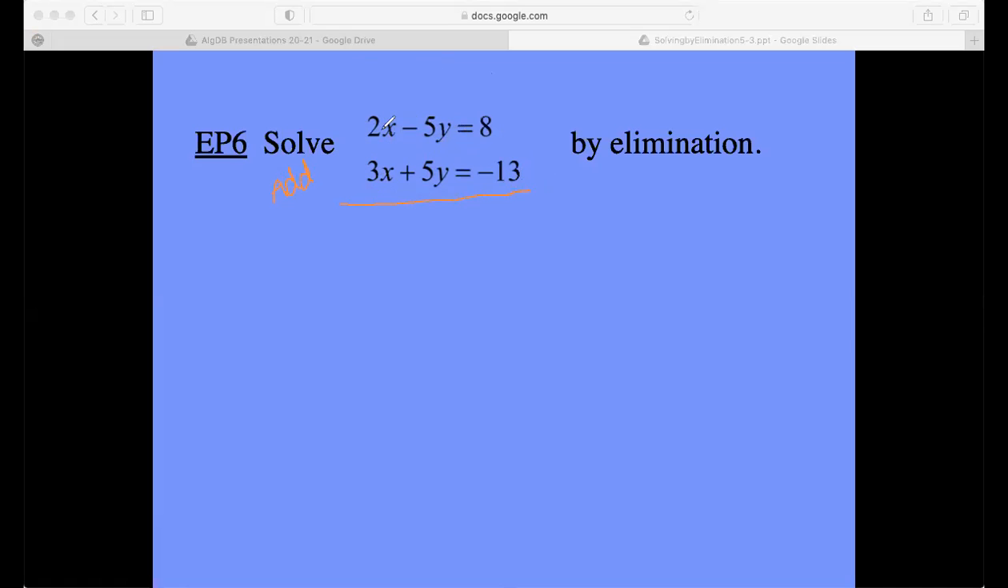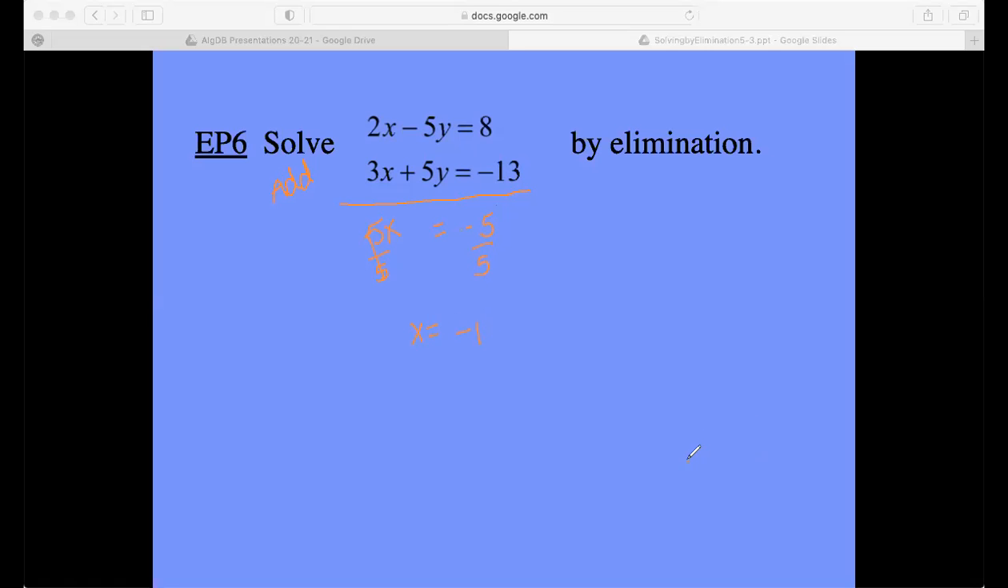So I have in this column 2x plus 3x is 5x. My y's are going to cancel because they're opposites. So negative 5y plus 5y is 0. So those cancel. And 8 plus negative 13 is a negative 5. So I keep solving for x this time. Divide both sides by 5. And I get that x is equal to negative 1.